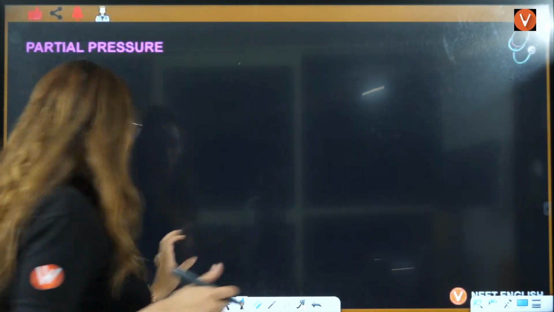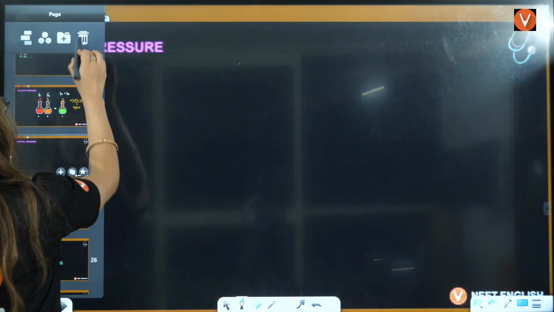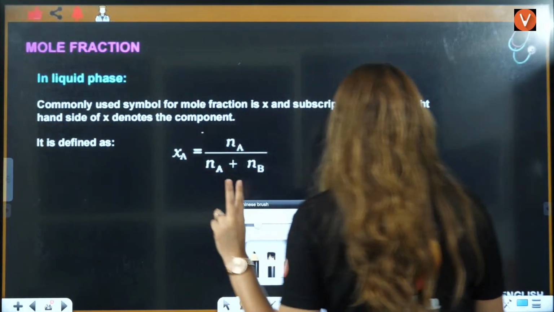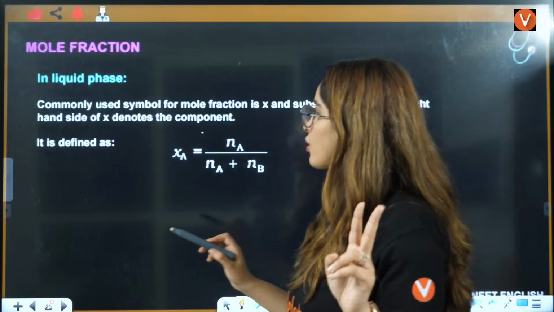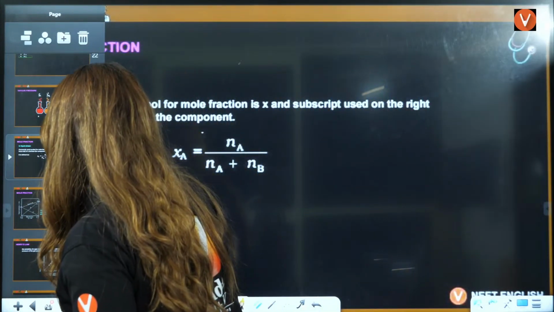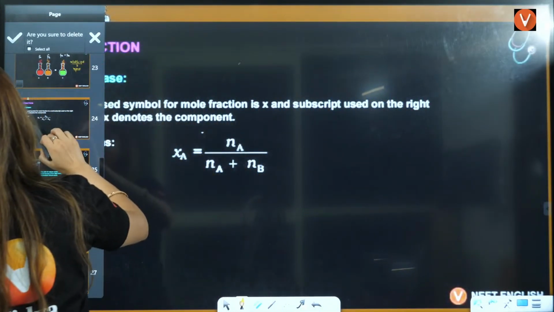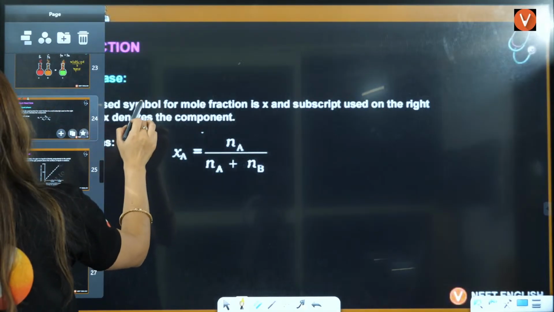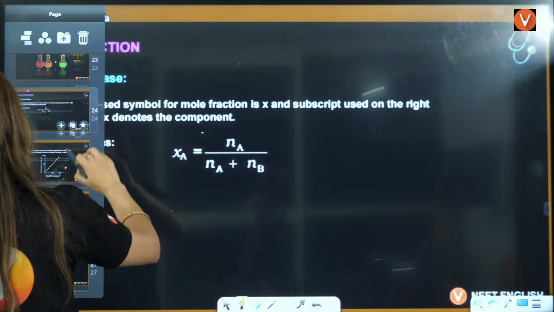Now, let us see, partial pressure we have done. Now, let's talk about mole fraction, and mole fractions are also of two types, okay? That you should remember. Okay, mole fractions are also of two types.